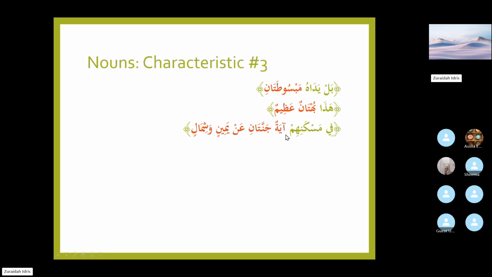So, Sister Salina, ayatun. Ayatun singular, female. Jannatani dual. Which is masculine? Sorry, female, is it? Jannah. Yes, that's right. Two Jannah. Two gardens, yes.